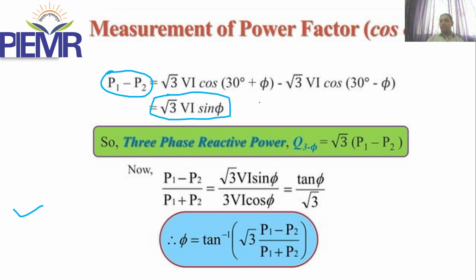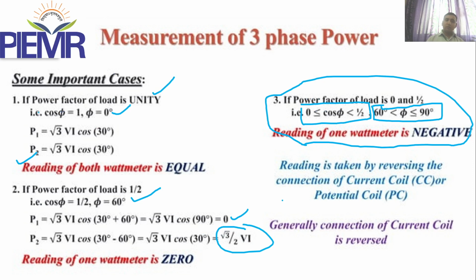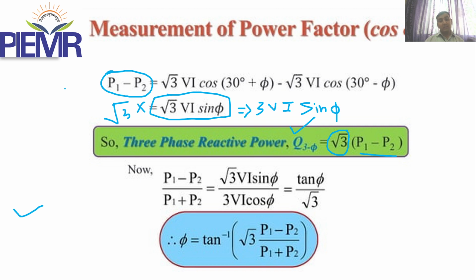What we wanted was 3 VI sin phi. But what we are getting is root 3 VI sin phi. So we have to multiply by root 3 to get 3 VI sin phi. So we have the formula: if we multiply root 3 by the subtraction of P1 and P2, we get the reactive power of the system. We can also calculate the power factor of the system using P1 and P2 values, by this particular formula: tan phi equals root 3 times (P1 minus P2) divided by (P1 plus P2).